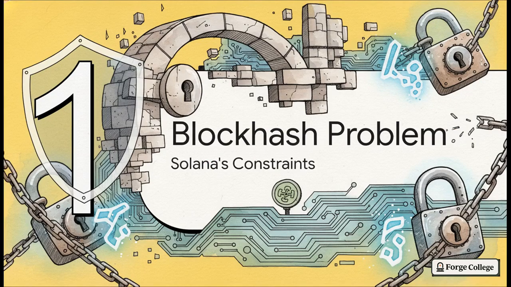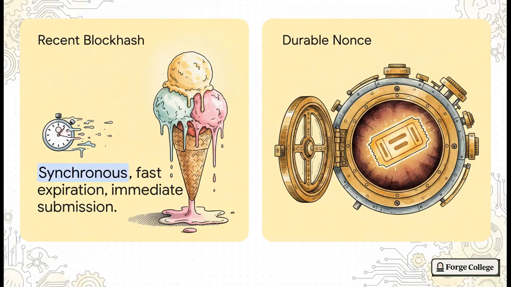Section 1. The blockhash problem. To truly understand why we even need advanced tools like durable nonces, we first got to look at the constraints of Solana's default transaction model. So, the core of our challenge actually lies in the recent-blockhash. Normally, a standard transaction includes this blockhash as a sort of freshness token. It basically forces you, the signer, to submit your transaction almost immediately.